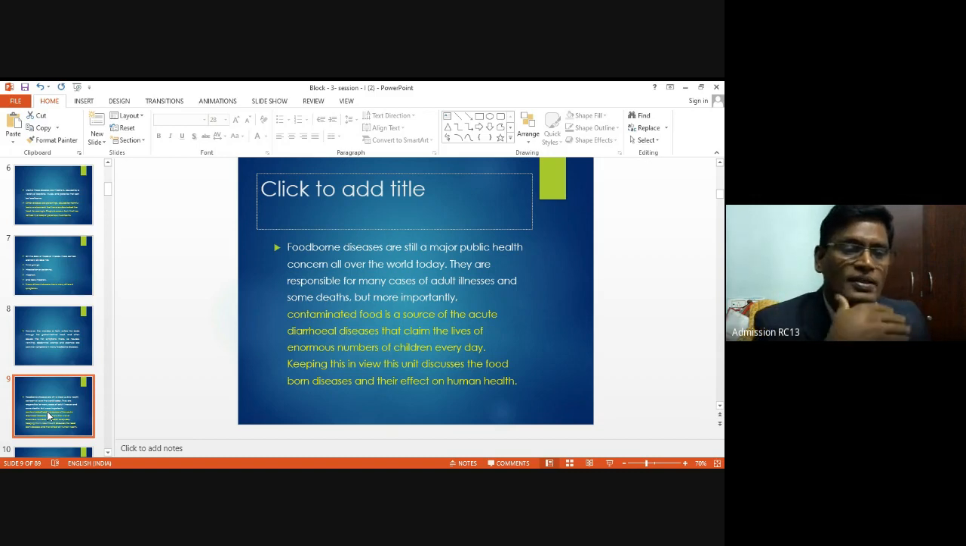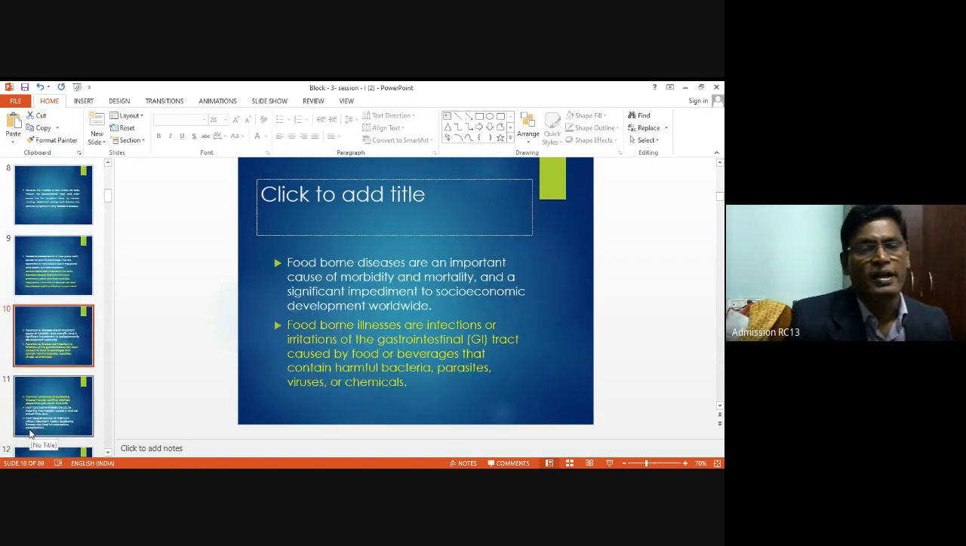This is what we call food poisoning through the consumption of food or water sources, particularly in developing countries where sanitary facilities, drinking water facilities or other sanitary conditions are not in proper order. There the incidence of foodborne disease is higher, and we can see a large number of the population affected. Diarrhea is a serious health problem which takes away hundreds of lives every day across the globe. Keeping this in view, this unit discusses foodborne disease and its effect on human health.